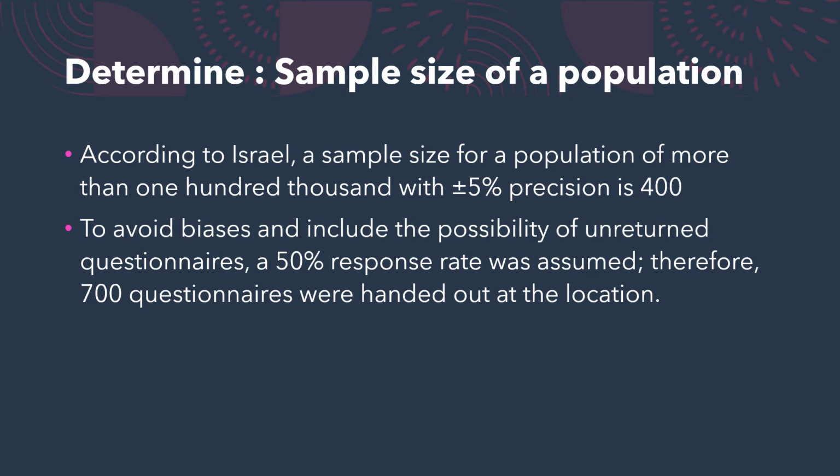According to Israel, a sample size for a population of more than 100,000 with plus or minus 5% precision is 400. To avoid biases and include the possibility of unreturned questionnaires, a 50% response rate was assumed, therefore, 700 questionnaires were handed out at the location.